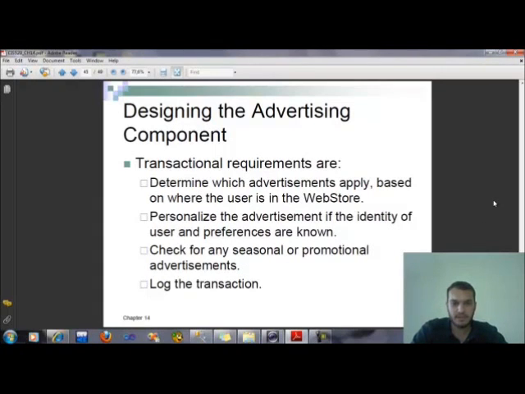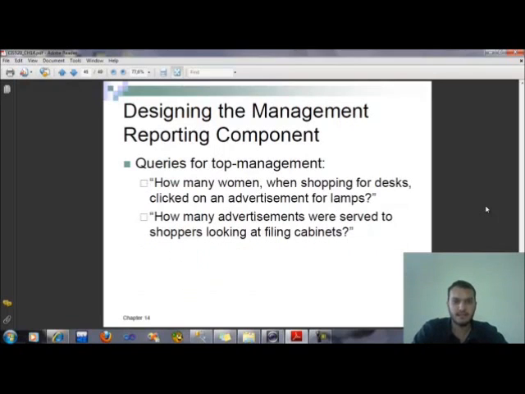Designing the advertising component. Transactional requirements are to determine which advertisements apply based on where the user is in the web store, personalize the advertisement assignment if the identity of the user and preferences are known, check for any seasonal or promotional advertisements, and log the transactions. And designing the management reporting component.